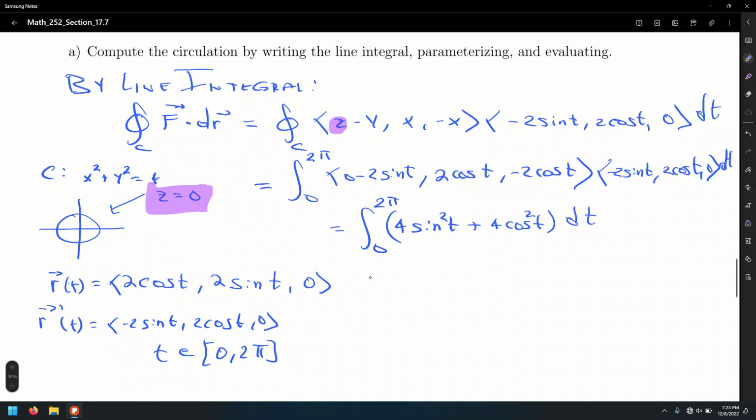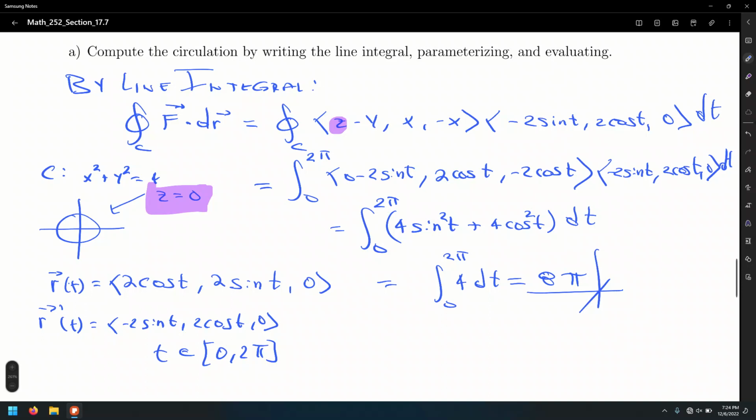But times 4, that's the integral of 4 dt from 0 to 2 pi. And that should be equal to 8 pi. All right. So after all, it was not that hard to do it the parametric way, right? So that's part A of the problem. Do it the parametric way.